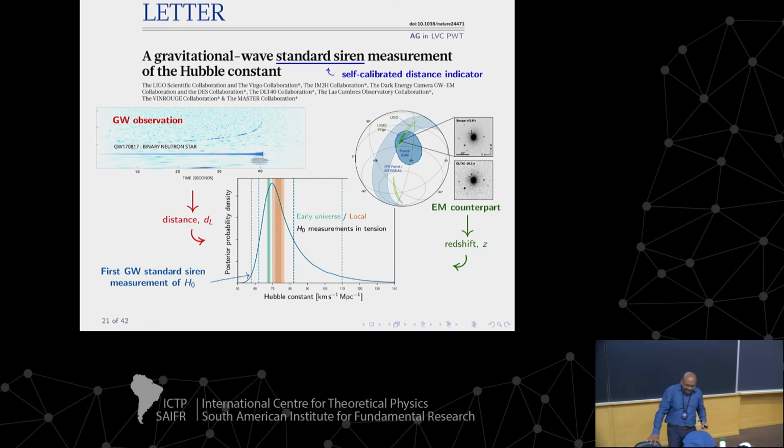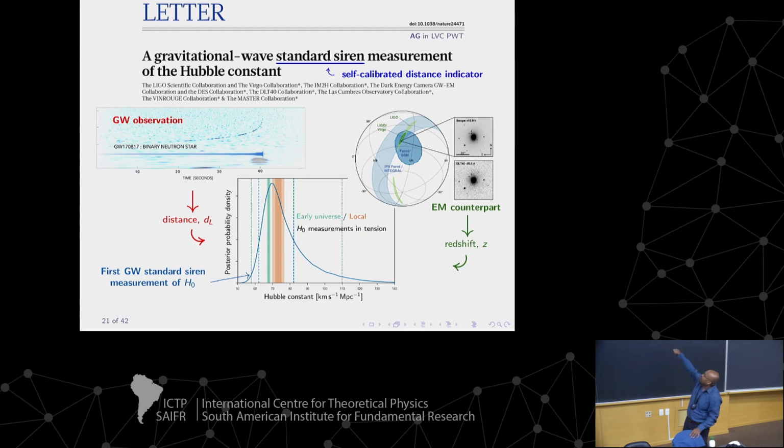We had a binary neutron star merger, GW170817, with an electromagnetic counterpart. We could put these two together and obtain a first standard siren measurement in cosmology, which we see here. What is plotted is the posterior probability density. So this is essentially the probability distribution in H0. The peak indicates the most probable value. These are the less probable values. And we compare this with the two measurements in tension.